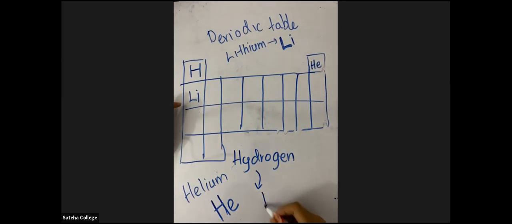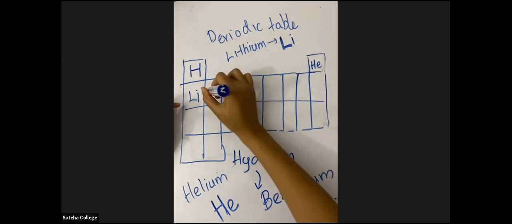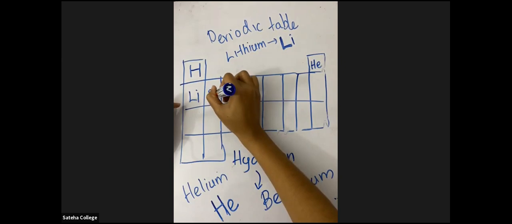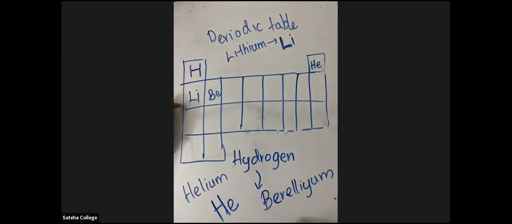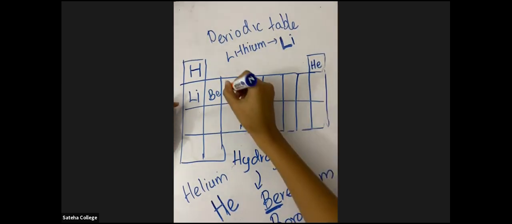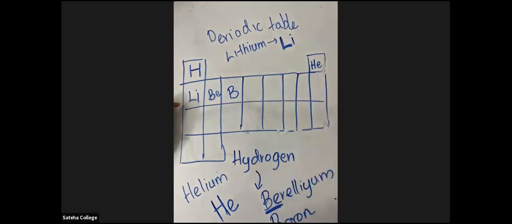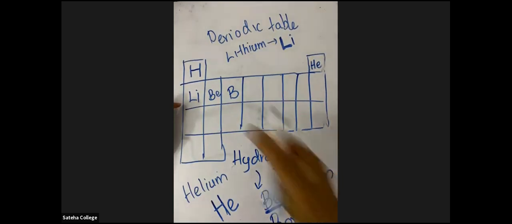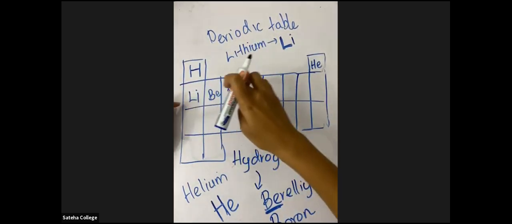Next one, beryllium. Beryllium also we use the first 2 letters. The first letter is B, the second letter is simple e. Next one, boron. For beryllium, we have used the first 2 letters, but for boron, we use only the first letter, so that is B. So hydrogen, helium, lithium, beryllium, boron.